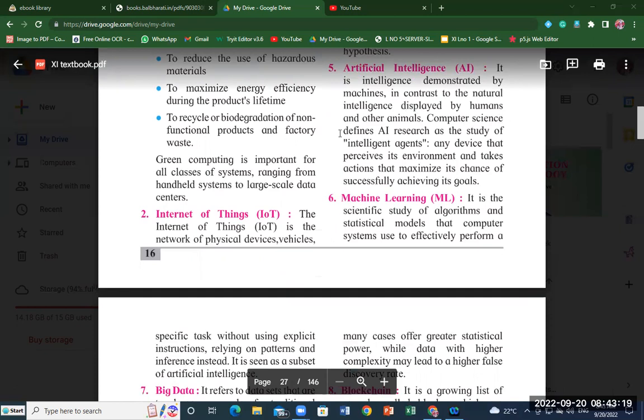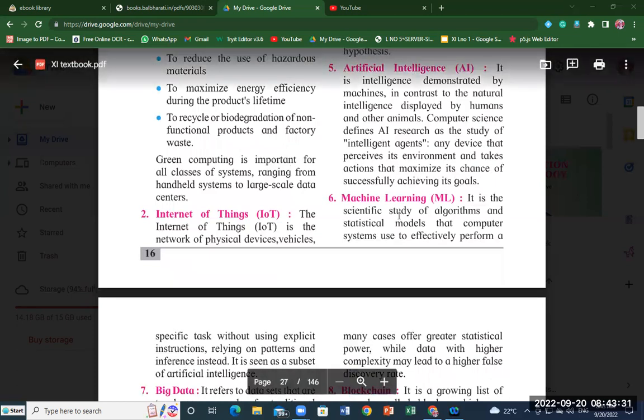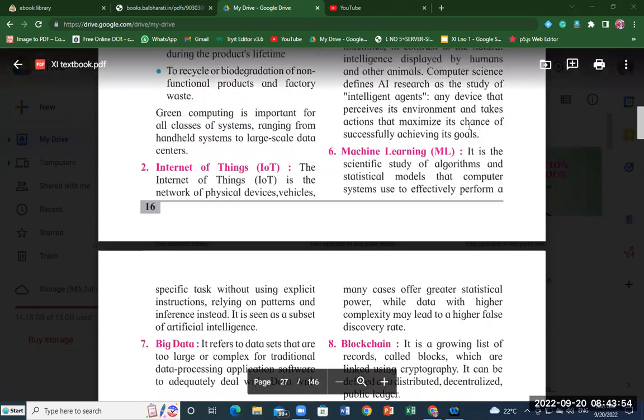humans and other animals. Computer science defines AI research as the study of intelligent agents. Any device that perceives its environment and takes action that maximizes its chance of successfully achieving its goal. Take your AC: if we give it intelligence, it will understand the room temperature and accordingly change its temperature. Right? So that is AI.